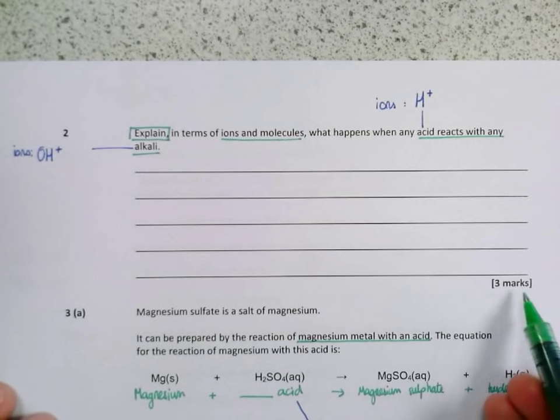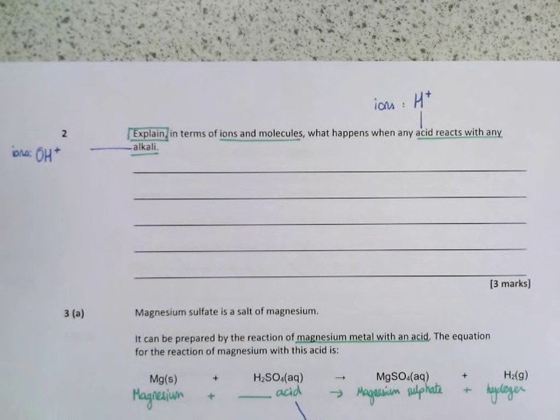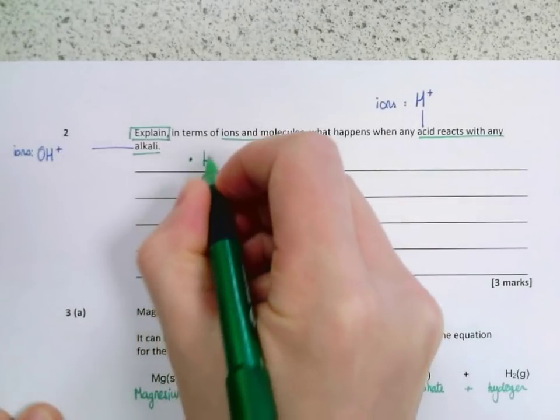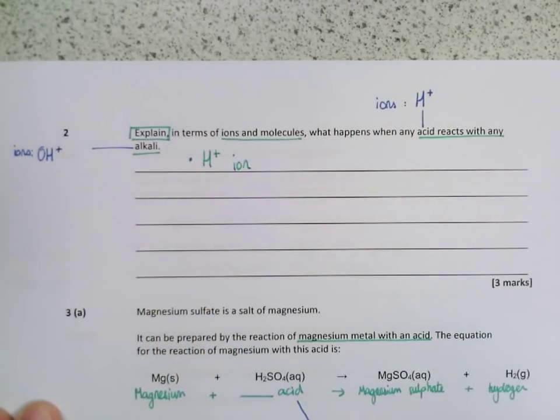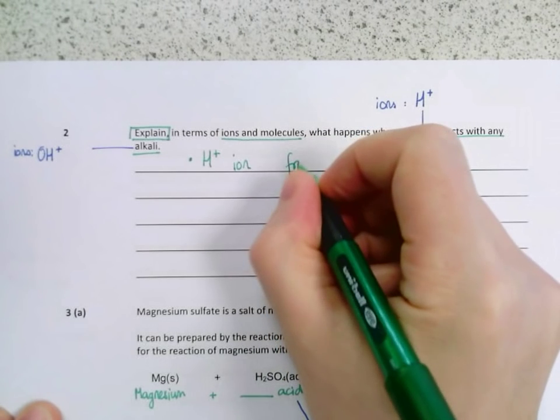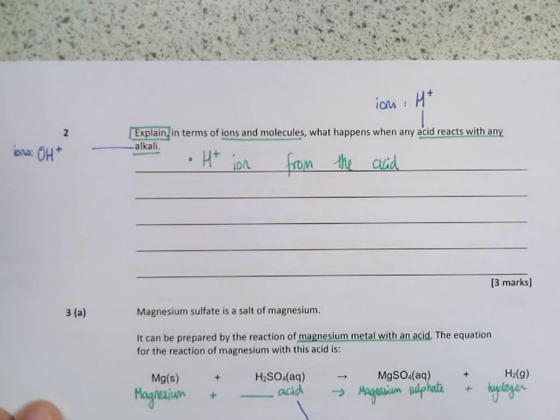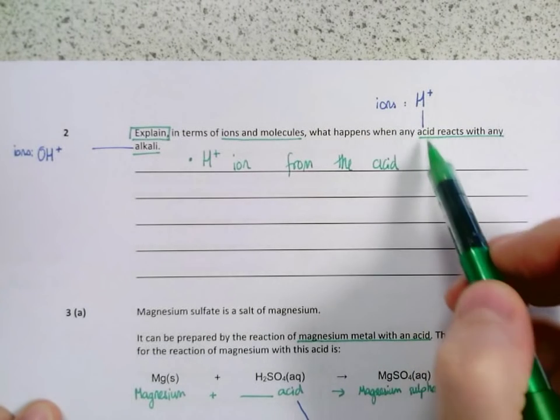Now, 3 marks, and we need to explain. So, let's break it down. H+ ion from the acid is our first mark. Okay, I've talked about the ion coming from the acid.